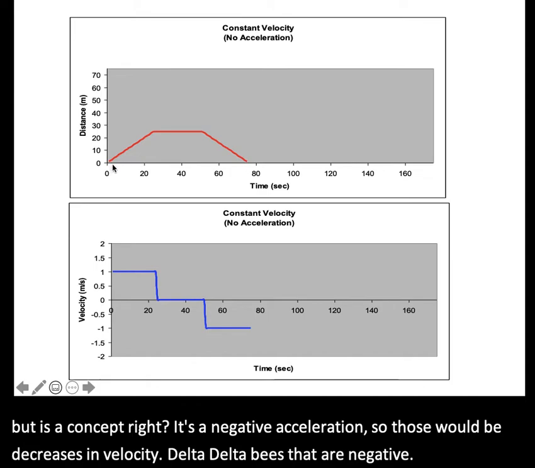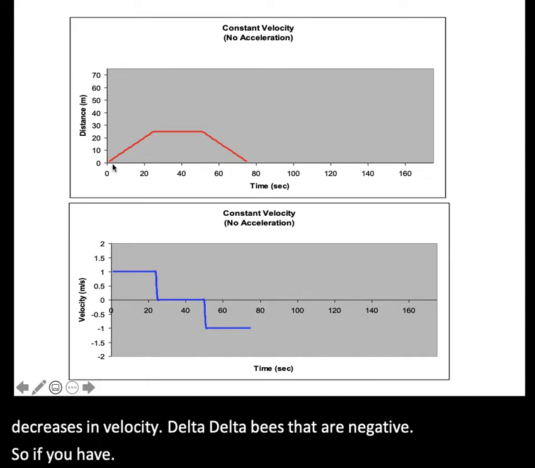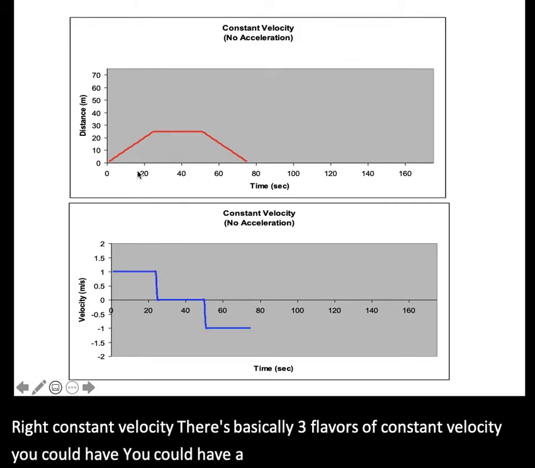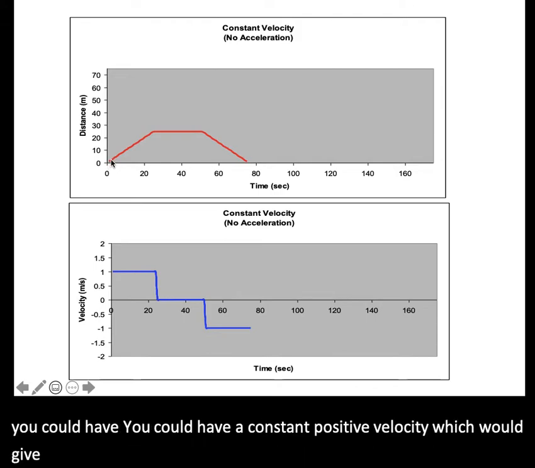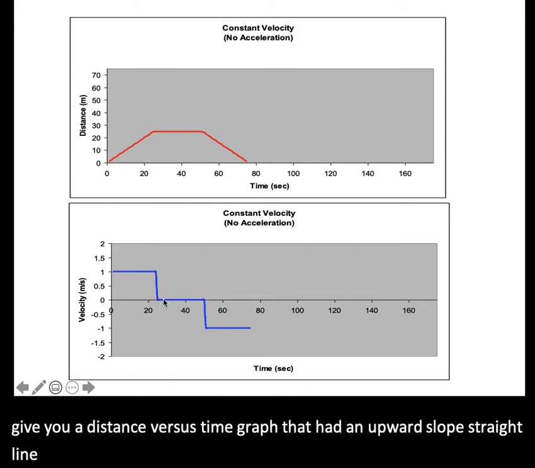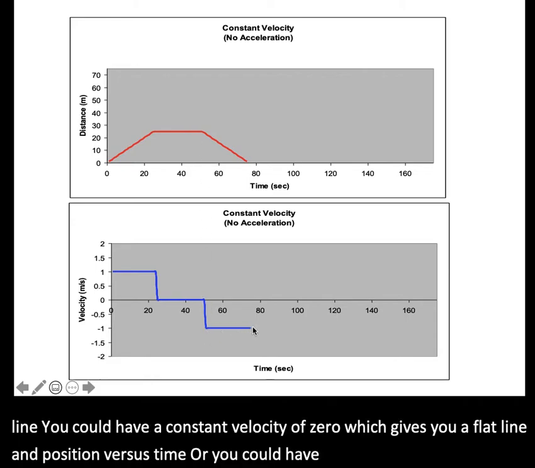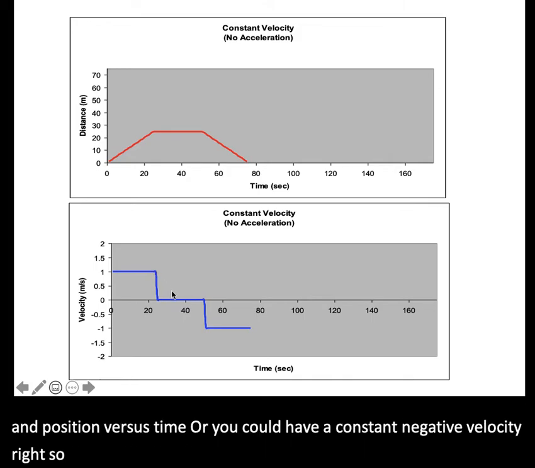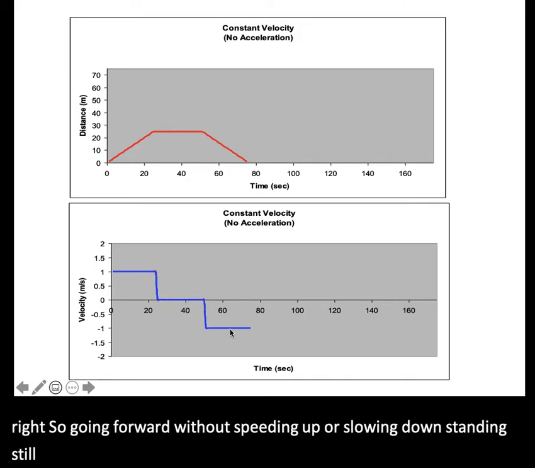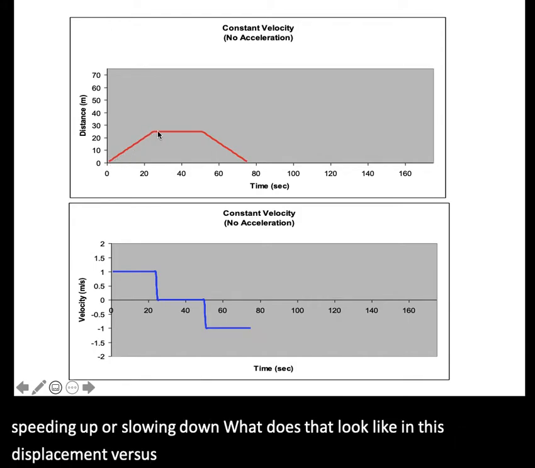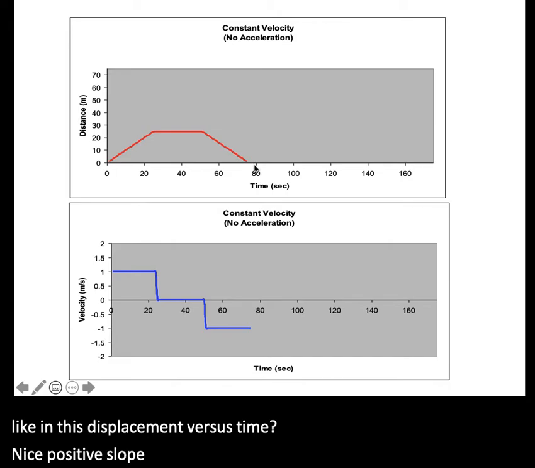So if you have constant velocity, there's basically three flavors of constant velocity you could have. You could have a constant positive velocity, which would give you a distance versus time graph that had an upward slope, a straight line. You could have a constant velocity of 0, which gives you a flat line in position versus time. Or you could have a constant negative velocity, right? So going forward without speeding up or slowing down, standing still without speeding up or slowing down, going backwards without speeding up or slowing down. And what does that look like in displacement versus time? Nice positive slope, nice horizontal line, nice negative slope.